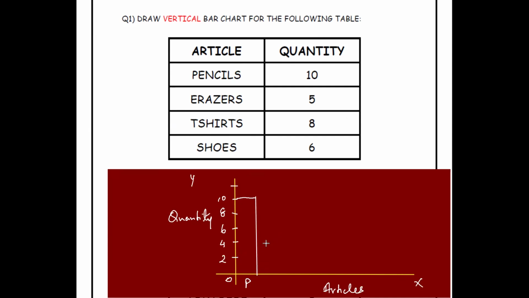Yeah. And then we have, you can use this pencils up to 10. And then you have erasers, which is up to 5. Yeah. So you can have this one. And then you have t-shirts up to 8. So you can select that one.